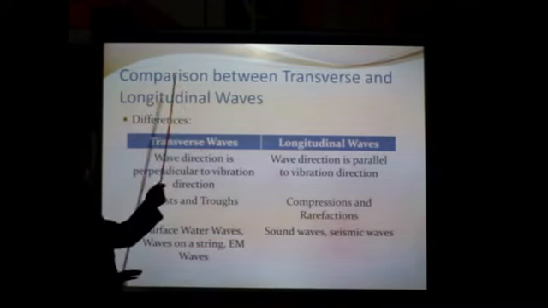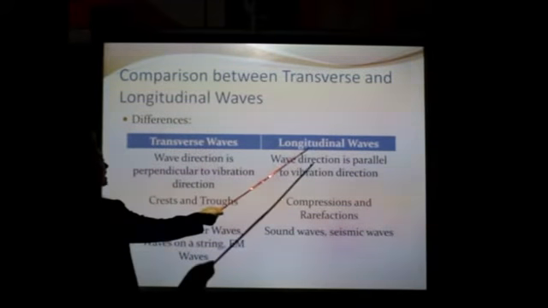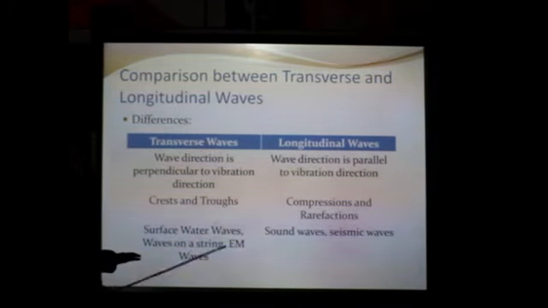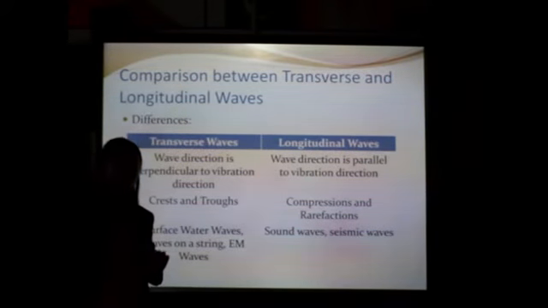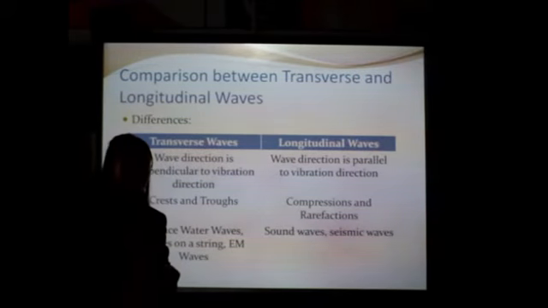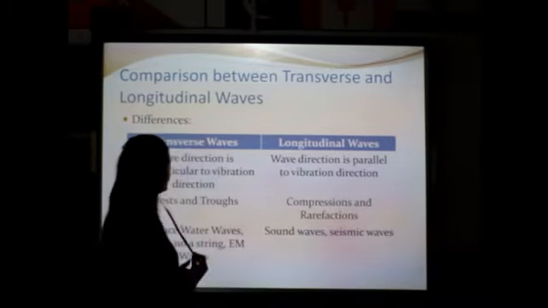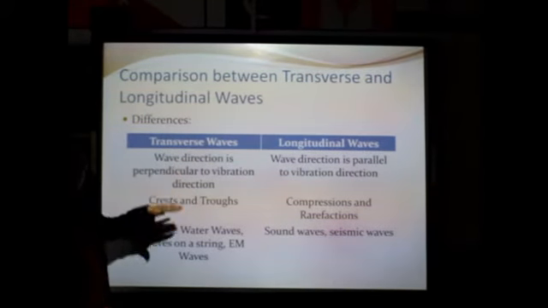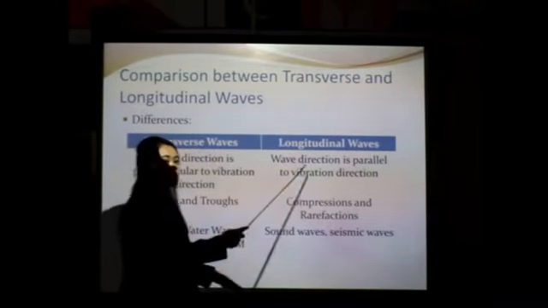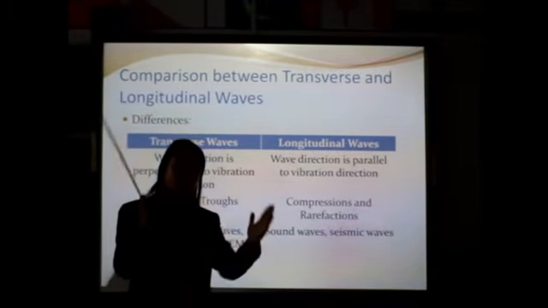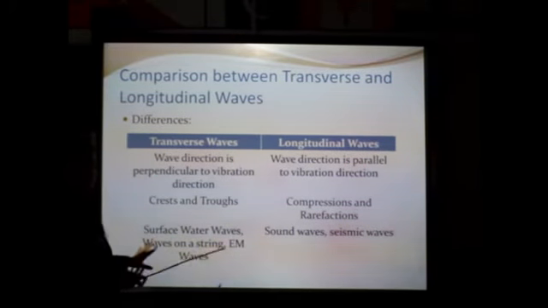Now the comparison between transverse and longitudinal waves. In a transverse wave, the particles vibrate up and down. In a longitudinal wave, the particles move to and fro. A transverse wave forms a series of crest and trough, and a longitudinal wave forms a series of compression and rarefaction.